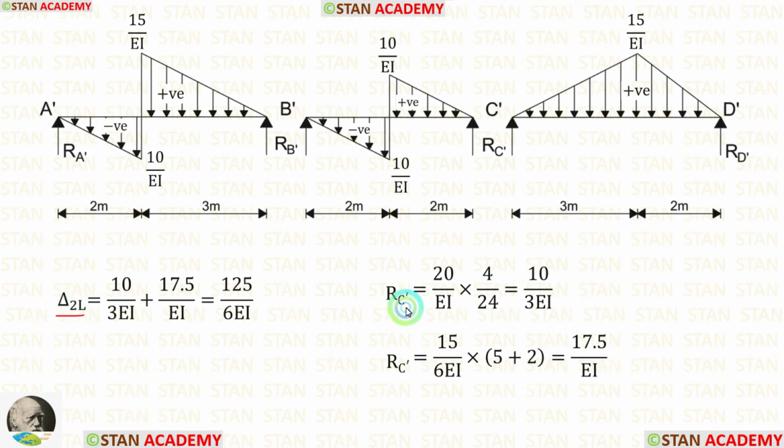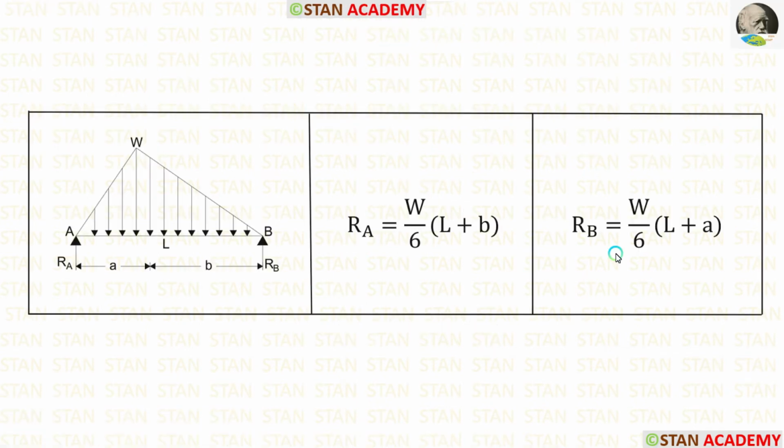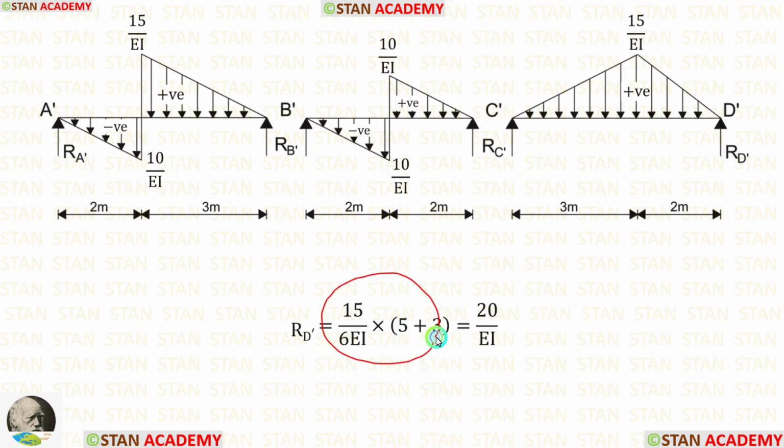For delta 2L, we have to add these two values. After adding, we get 125 upon 6 EI. Now, using the formula, let us calculate RD dash. The formula is W upon 6 into L plus A. By using the formula, we are getting RD dash.